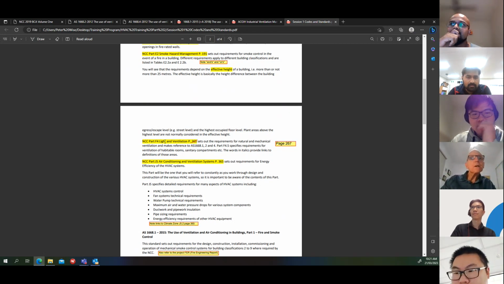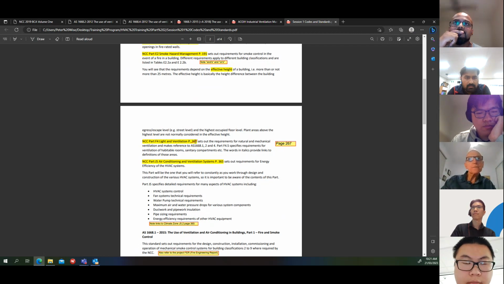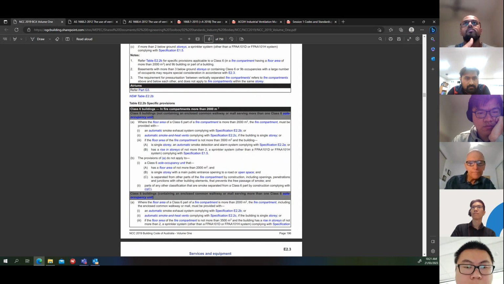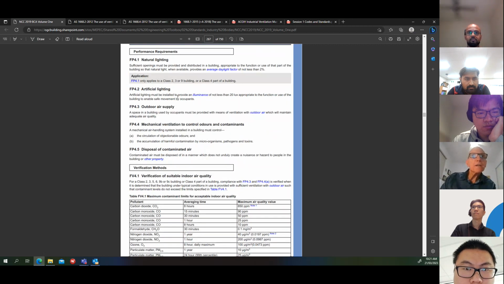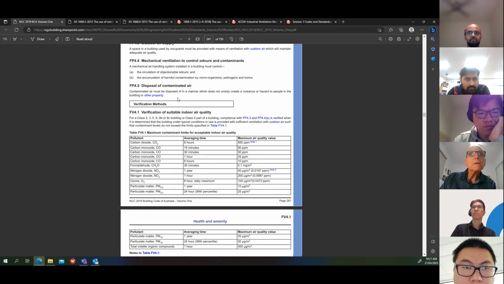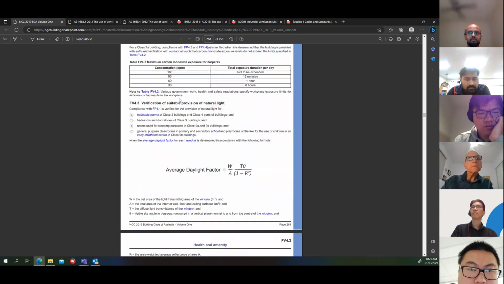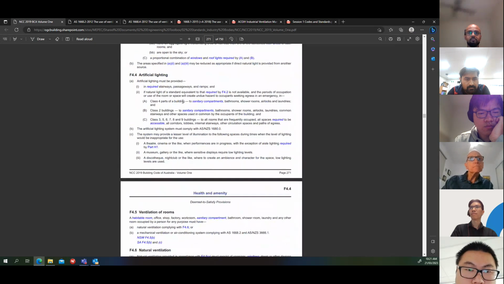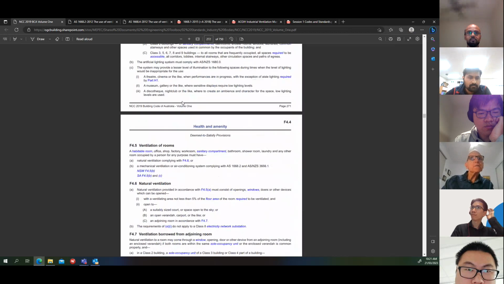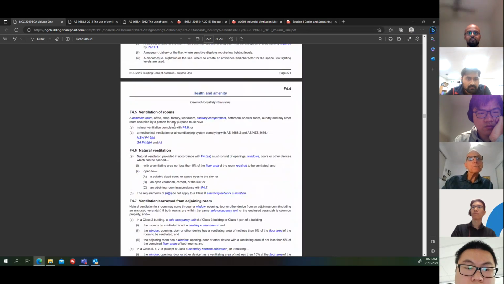Righto. So part 4, light and ventilation. There was a typing error here. It should be page 267. We'll have a quick look at that. So light and ventilation. The first part of this talks about lighting, whether it's by natural light or by artificial light. And then part 4.5, ventilation of rooms.